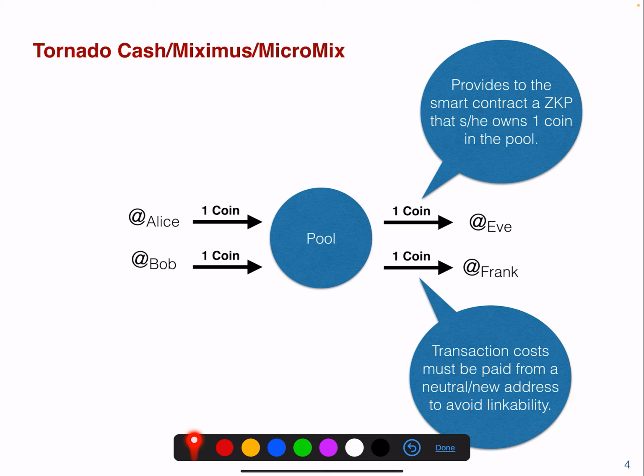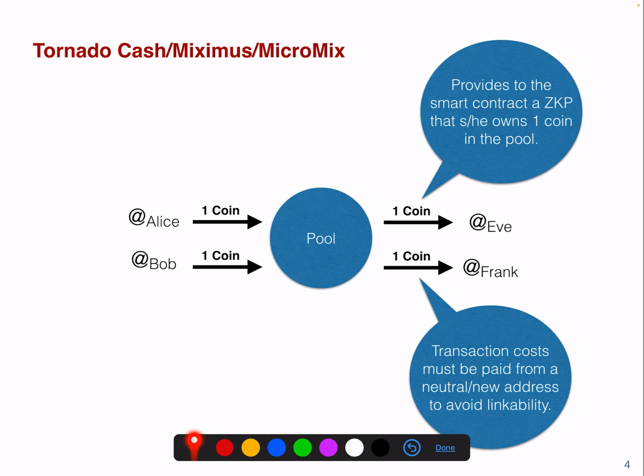Another approach, another add-on privacy solution, is something like Tornado Cash, which is deployed on the Ethereum mainnet and is quite heavily used at the moment. It's basically an idea that originated in Miximus or Micromix. So the idea is that you have a pool of coins, and the depositors always send 1 coin into this pool. So it's never 1.5 or any other denomination. It's always a fixed coin denomination, and you can also only withdraw a fixed coin denomination.